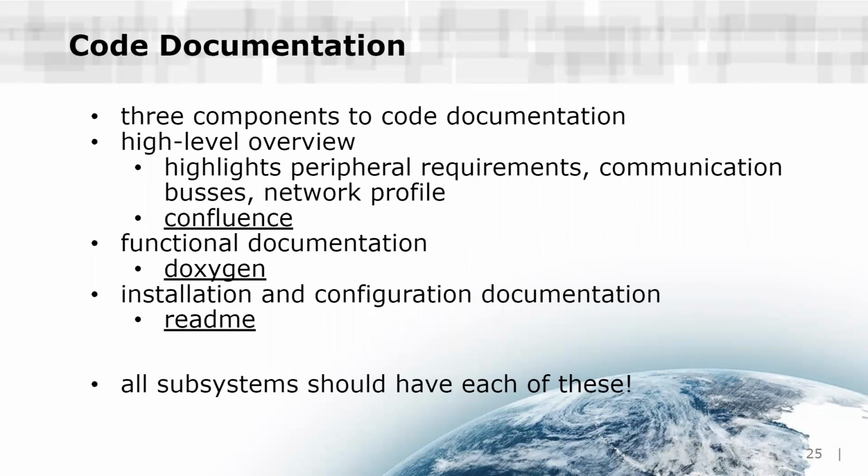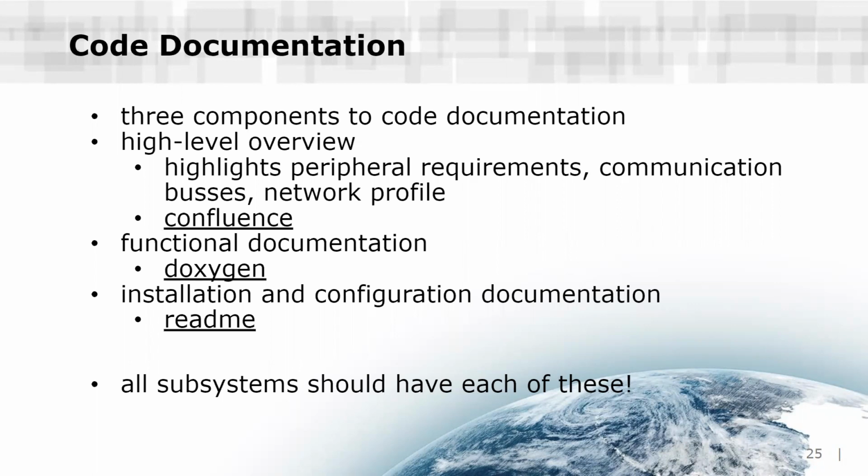Confluence is very nice, especially with utilizing a large number of images, and regular updates can be very beneficial for that. Functional documentation, where we outline specific functions in the code, what they do and how they work. And this is where we bring in Doxygen. And Doxygen just allows us to read comments and produce PDFs from those comments.